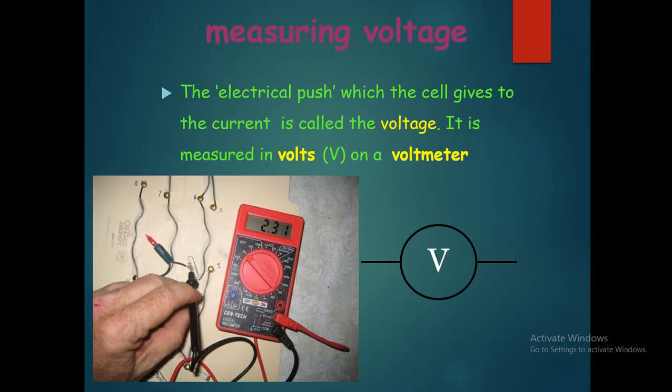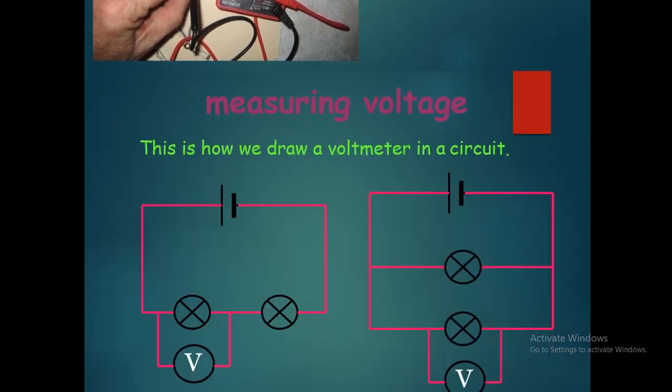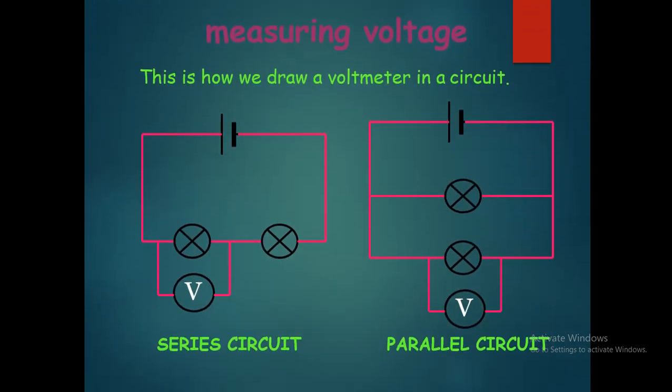And the terminals also, this red wire and black wire, must be connected in such a way as to measure the voltage values. And the voltmeter must be connected in parallel in the circuit to measure the voltage values. For example, here again we are taking two circuits. One is a series circuit and the other one is a parallel circuit.